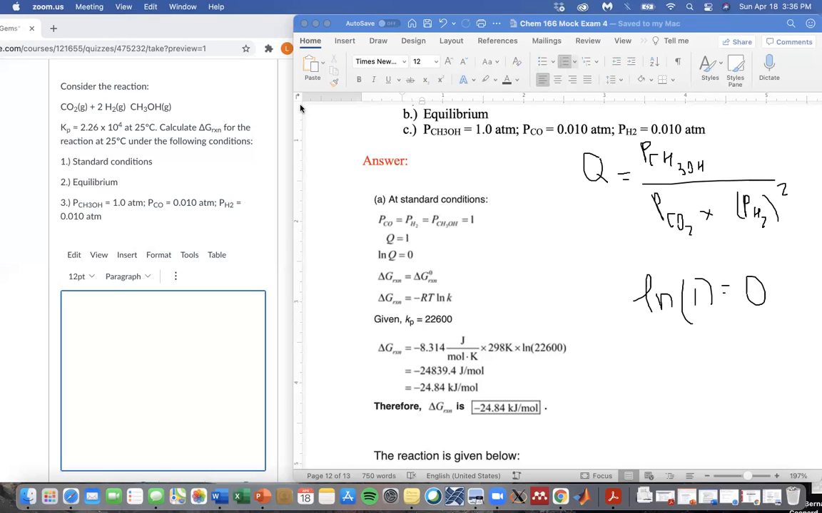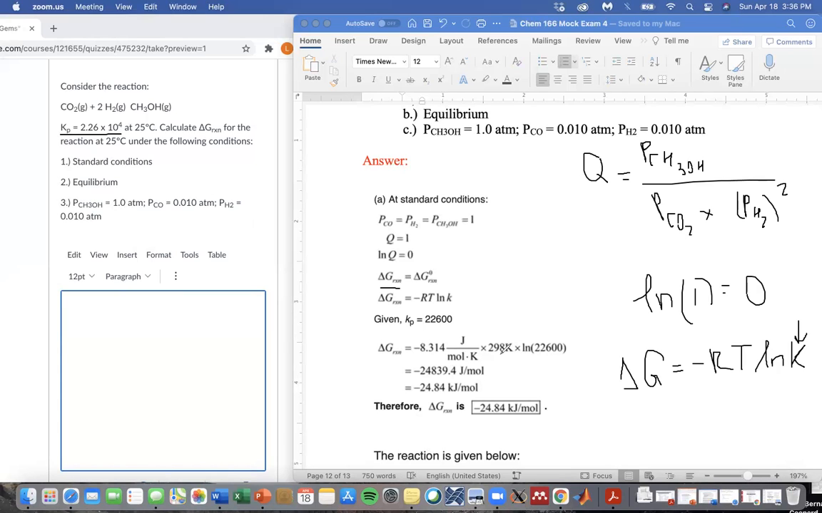Now if delta G equals delta G standard, let's use our delta G reaction equation, because we're trying to figure out delta G standard. For delta G reaction, it equals negative RT ln K. But we were given our equilibrium constant, so we can just plug it in here and get our new delta G value. That's exactly what they did here. We're given our KP value, so we just plug that right in.